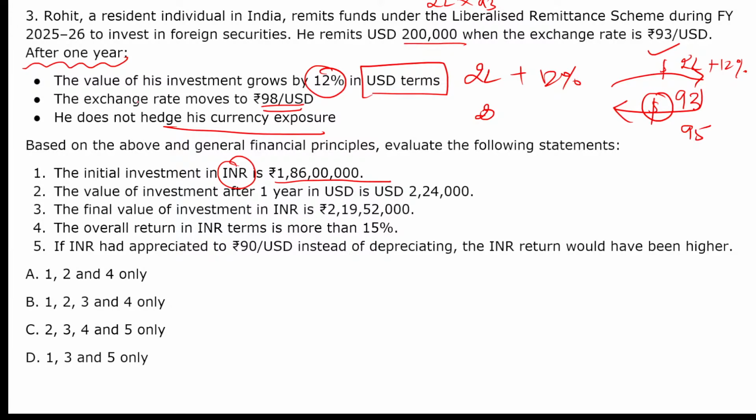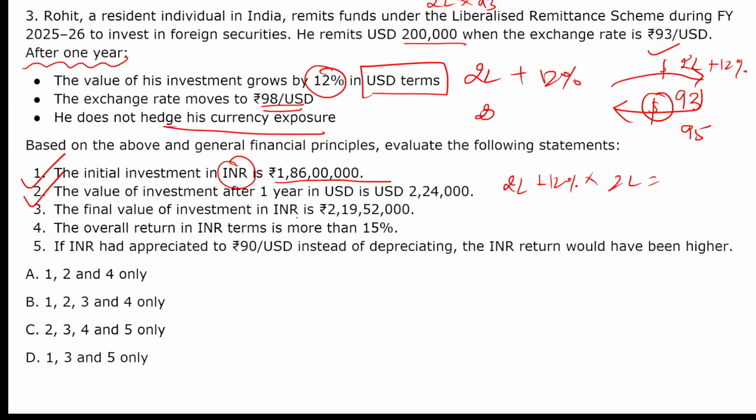The value of investment after 1 year in USD is USD 224,000. Let's calculate it. 2 lakh plus 12% of 2 lakhs, or you can simply write 2 lakh into 1.12. Yes, this is also correct. It will be 2.24.